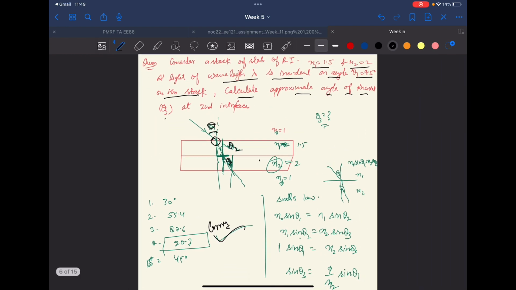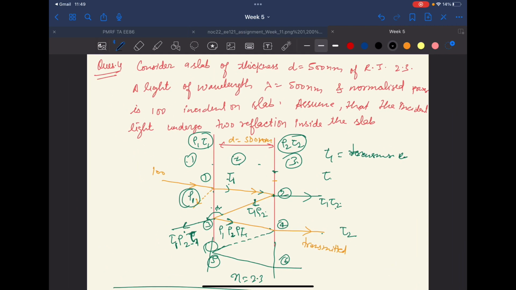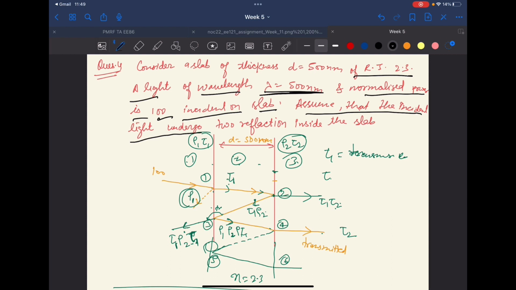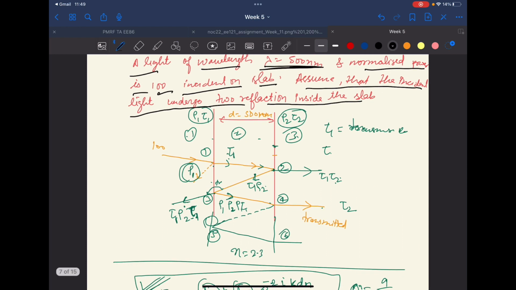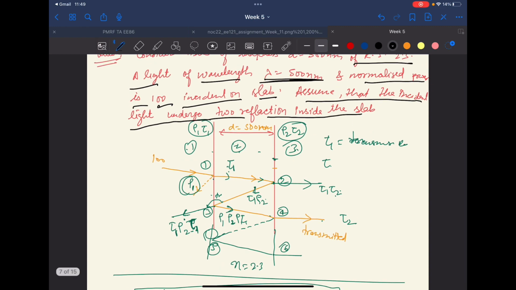Okay, so the next question is, consider a slab of thickness d = 500 nanometer and refractive index 2.3. A light of wavelength lambda = 500 nanometer and normalized power 100 is incident on the slab. Assume that the incident light undergoes reflection inside the slab. So how can you calculate? This is rho and tau 1. Let's say d = 500 nanometer.